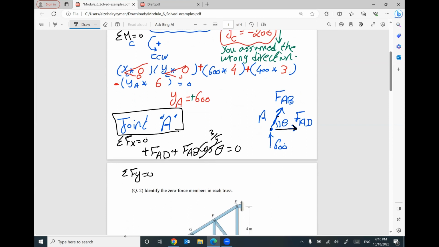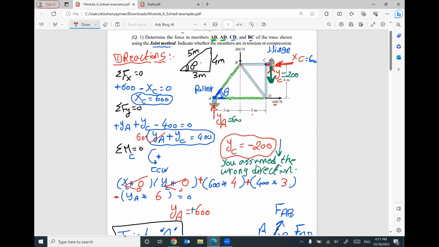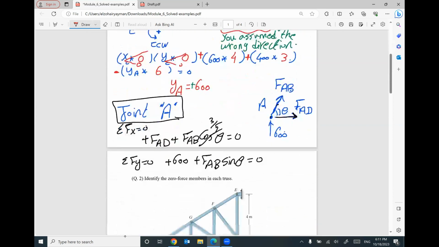Summation of forces in Y equals 0. We have positive 600, and positive FAB sine theta equals 0. Keep in mind that sine theta equals 4/5. The only unknown in this equation is FAB, so I can figure it out. It will be negative 600 divided by 4/5, which is 750.